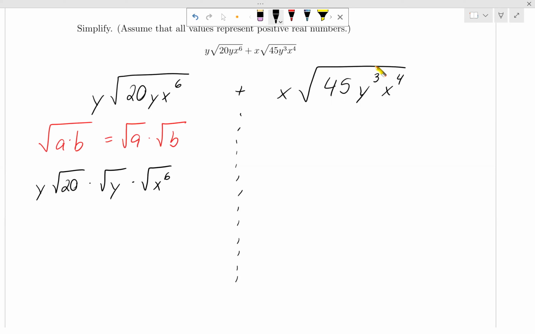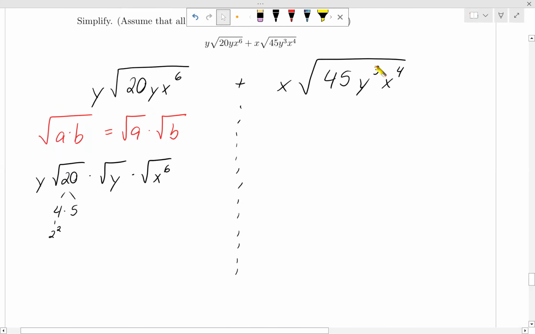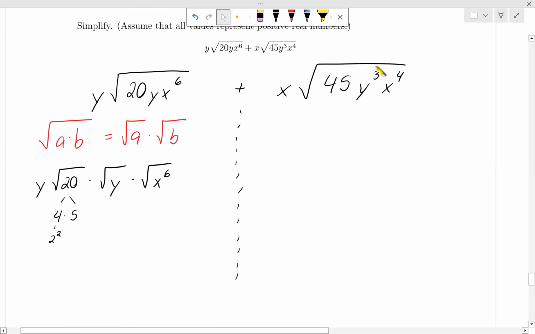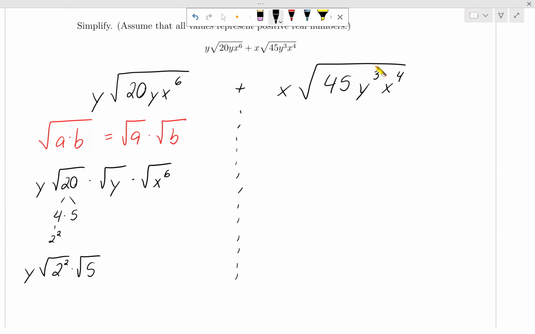All right. I'm going to look at the factors of 20, and I know that 20 factors into 4 times 5, and 4 is 2 squared. So I'm going to split this up again, and I'm going to have y on the square root of 2 squared times the square root of 5 times the square root of y.